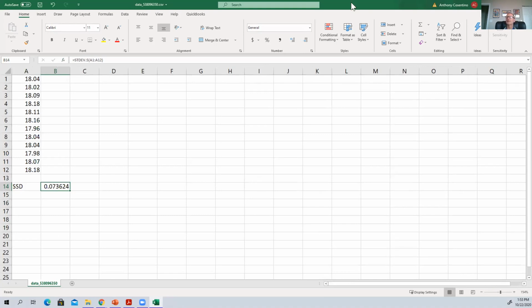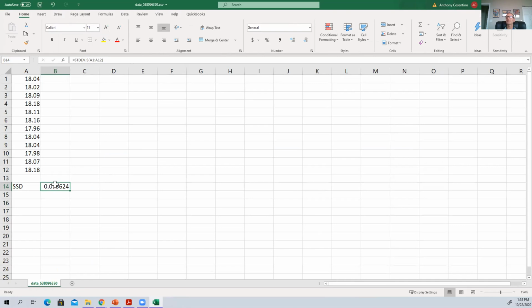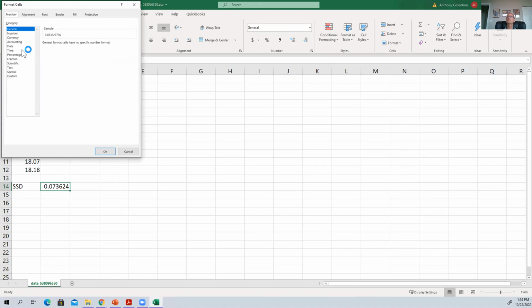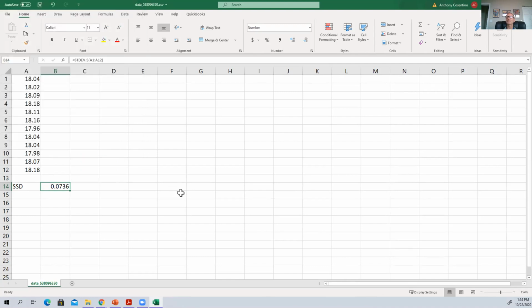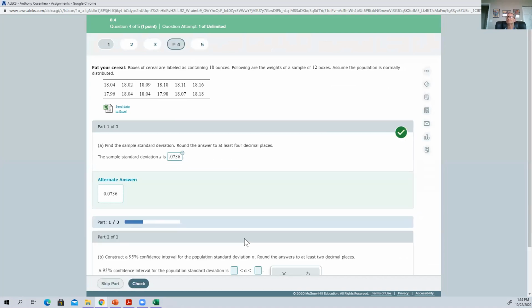And so if we take a look at what they're asking for here, it says round to 4 decimal places. And so what I would do is I would take this and hit format cells by right-clicking my mouse. And when you go to numbers, just let it do the math for you. So that number should be 0.0736. Sample standard deviation, pressure's on, 0.0736. Yay.